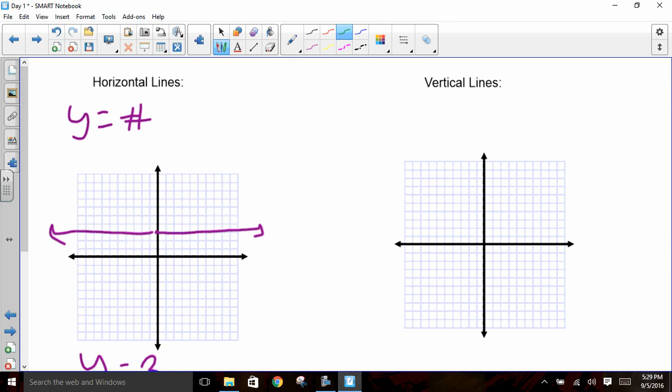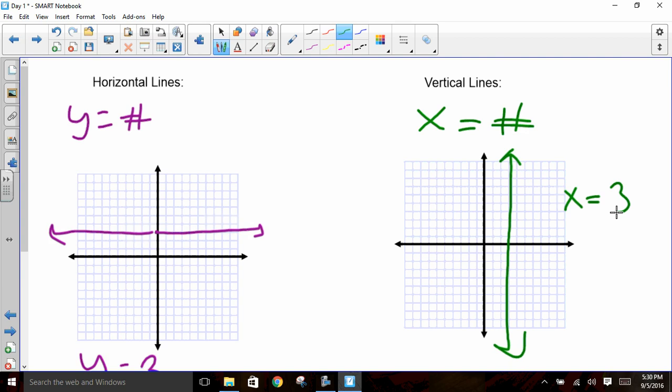Conversely, vertical lines will be x equals a value, because that's where x is always that number. So say we have this one. That line is x is equal to 3. X will always be that value. Something we've talked about, but just refreshing our memories.